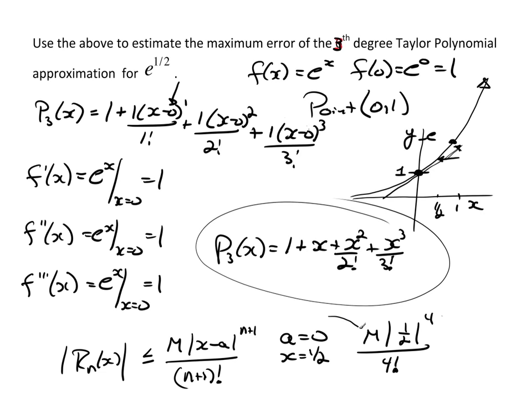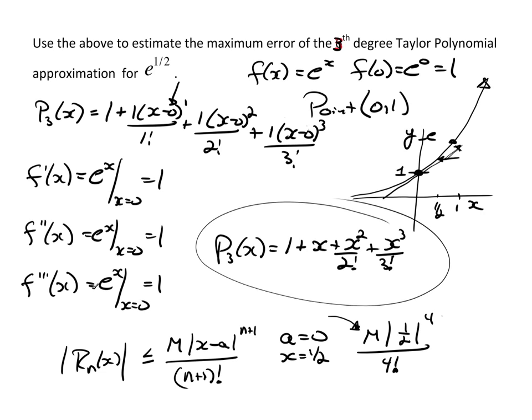Now the question is, what's this value for M? How do I come up with that? Well, these derivatives are constantly e to the x. So if I maximize it on the interval 0 to 1/2, it's going to be maximized at e to the 1/2. But that's what I'm trying to estimate. So again, I can't use that because I don't know that value. That's the whole point here. But I do know what e is.